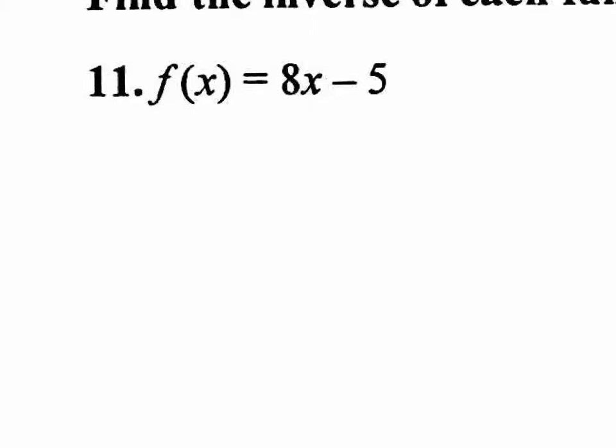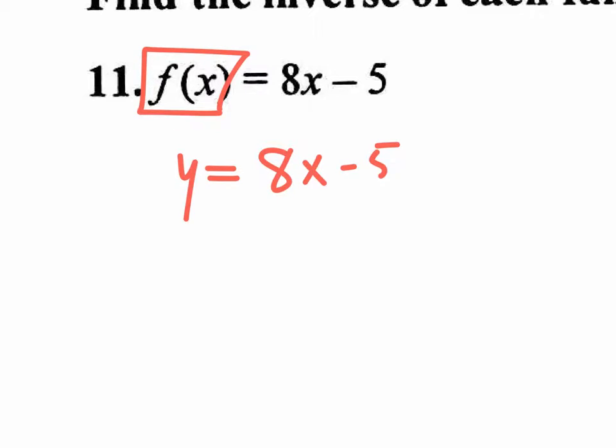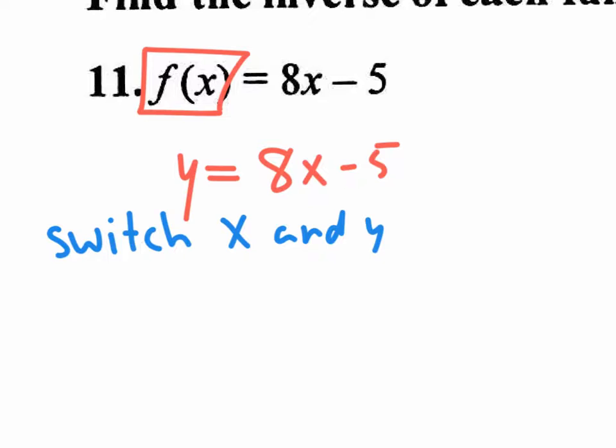All right. So the first thing to do is, f of x is really what? It's really y. So let's first just write it with the y so we don't get confused. Now, the actual first step is to, anybody? Switch x and y. So let's switch x and y. We're going to have x equals 8y minus 5.